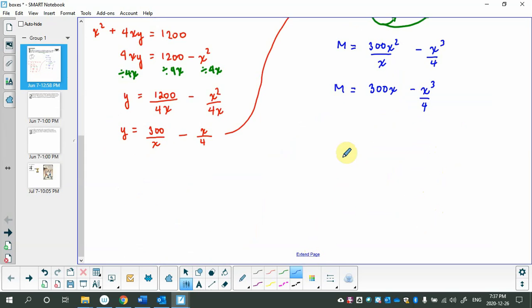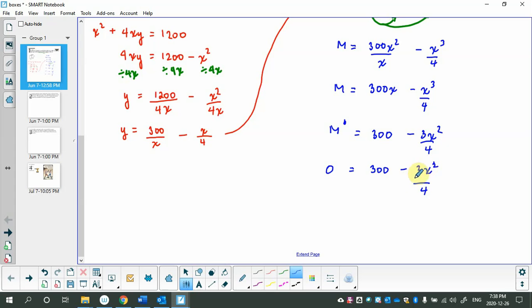And now I can take the derivative. So I'm going to tell you I'm taking the derivative with my little tick. Derivative of 300x is 300, and the derivative of this is 3x squared still over 4. And I have to equal that to 0. Otherwise, everything from that point on isn't mathematically sound.